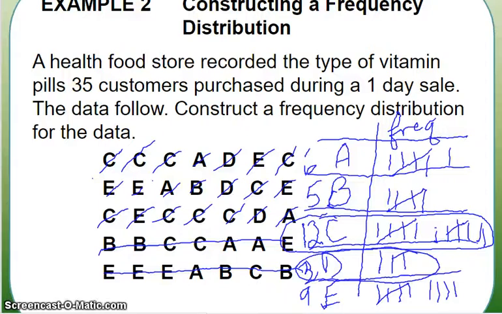So I collected the raw data, and I just said, what am I selling during this one-day sale? And then I turned around and built a frequency distribution of those categories.